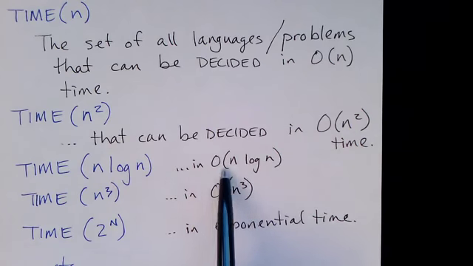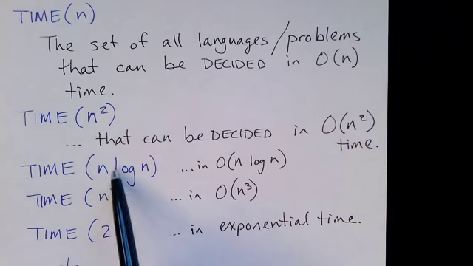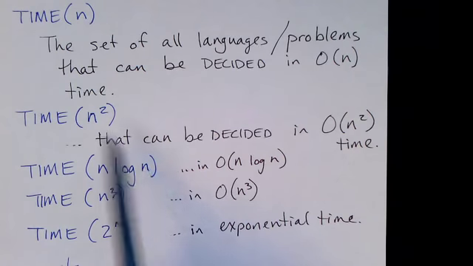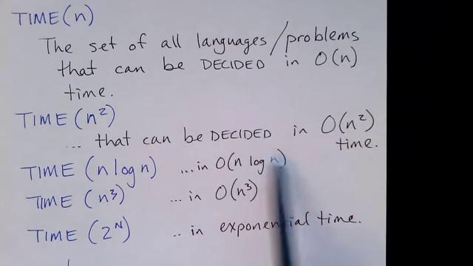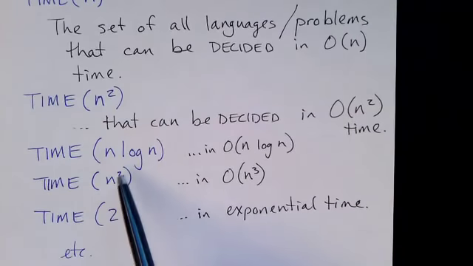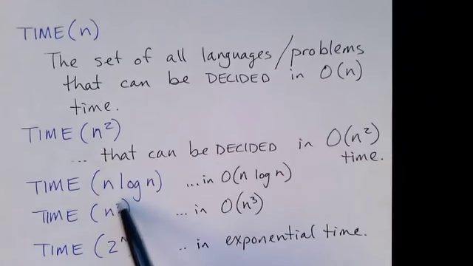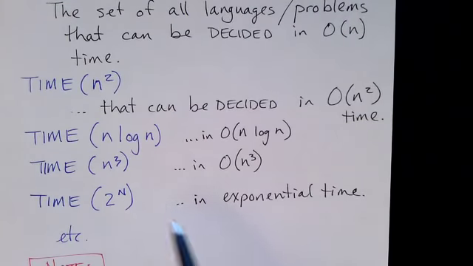N log n is also a big class. I haven't really put these things in proper order. Really, I should put n log n before n², since all n log n algorithms are n², but there are n² algorithms that are not n log n. N log n is just a little bit more than linear, whereas n² is a larger class. So it should read linear, n log n, n², n³, n to the fourth, and so on. And then above all of those, we have exponential time.